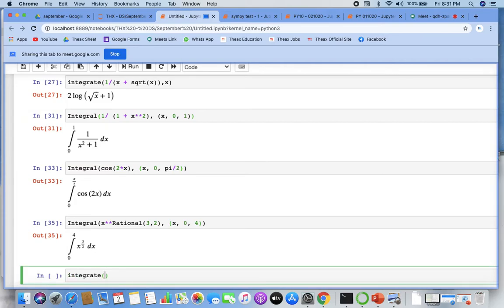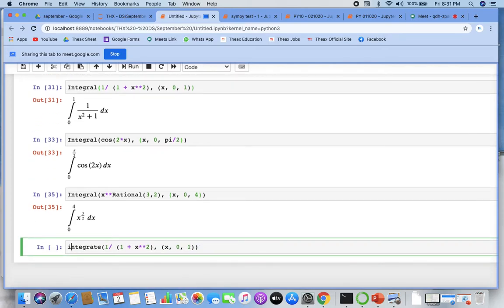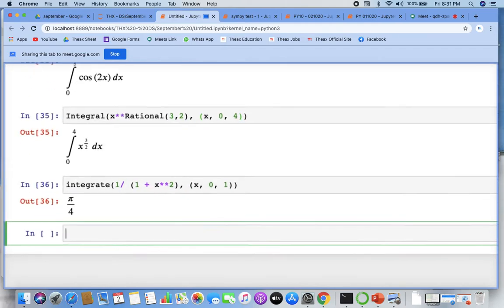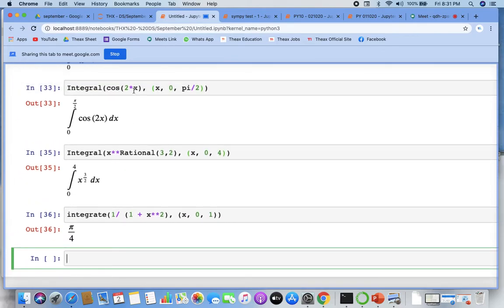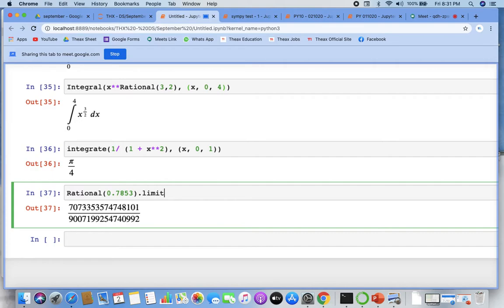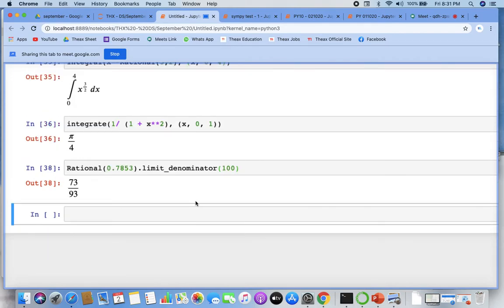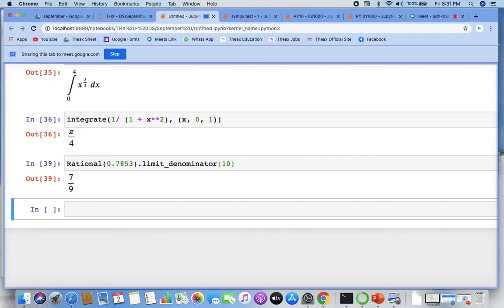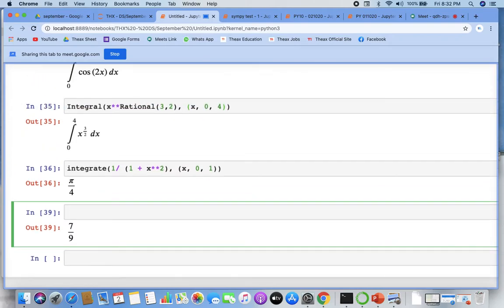So I can see you are taking time while typing, I hope, right? Otherwise it's only about writing integrate. Sir, 0.7853. First one? First one. 0.78, 7853. Or is it pi by 4? Pi by 4 is there. I got pi by 4.